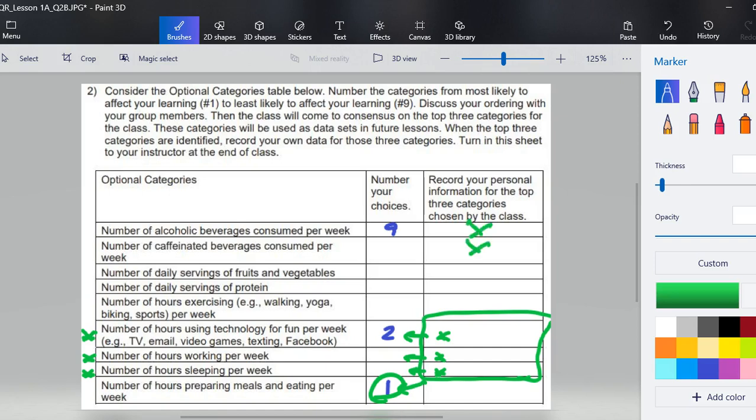You are not going to complete these. You're only going to complete these 3, the one for technology, work, and sleep. Please note, these are per week. And notice how it says on the technology, it's TV, email, video games, texting, and Facebook. It doesn't mention music.